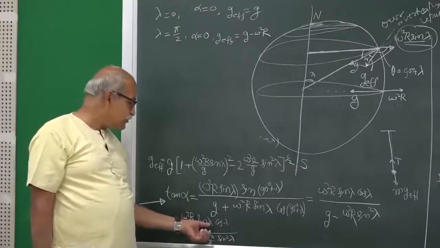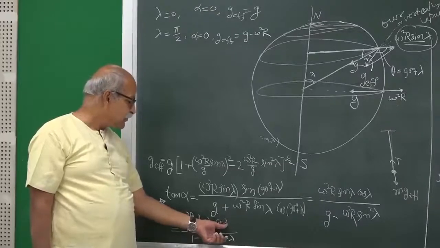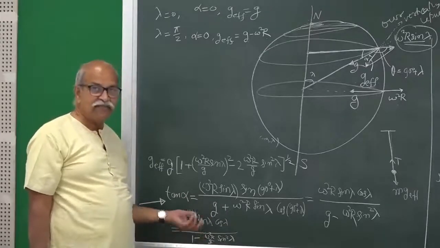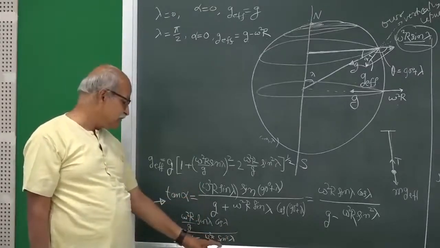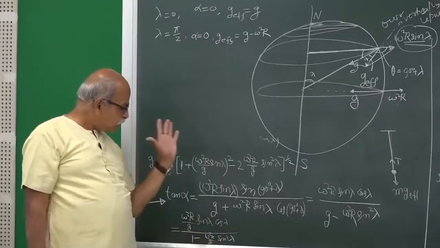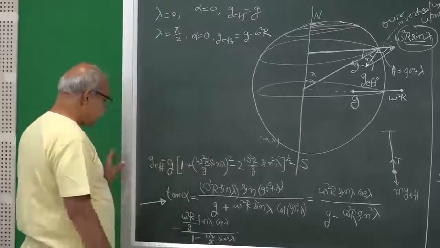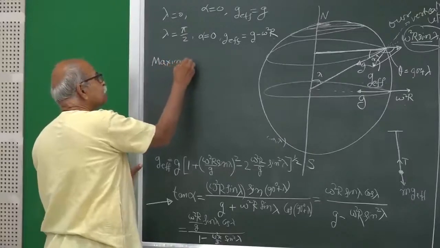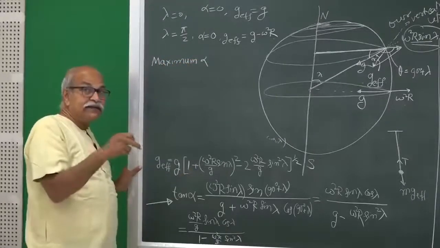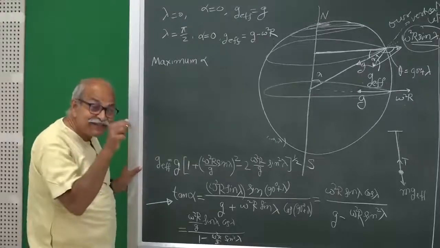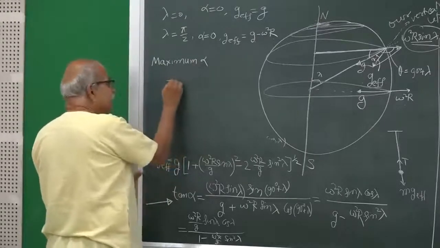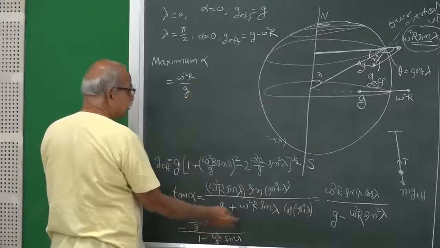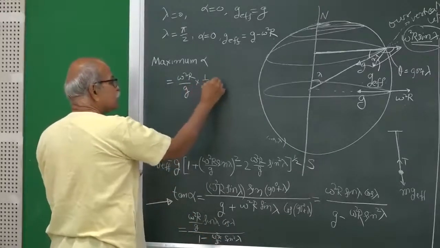It is 0 at lambda equal to 0, and it is 0 at lambda equal to pi by 2. So, in between at some place it will have a maximum value, and that will be very close to 45 degrees, because of this term, but this is very small. So, at 45 degrees you have maximum alpha. This is the deviation between our vertical and the true vertical. So, maximum alpha will be omega square r by g into sin 45 and cos 45, which is 1 by root 2 into 1 by root 2.